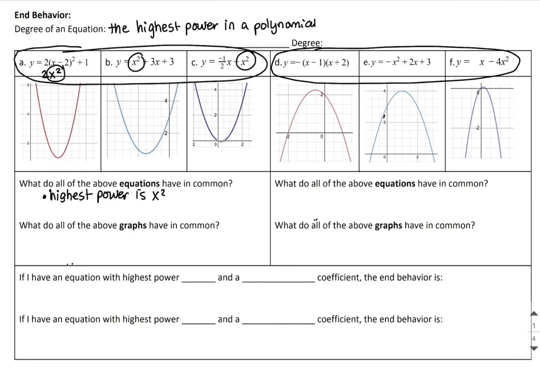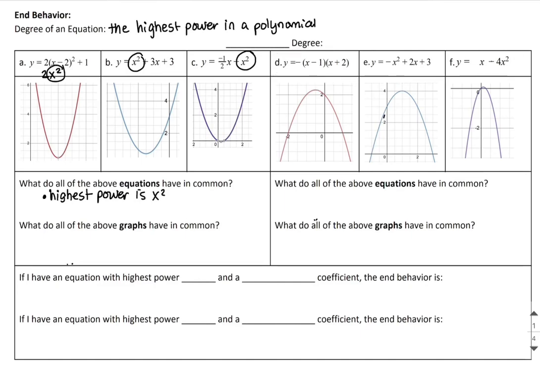What makes these equations different, so A, B, and C different from D, E, and F? They all have x squared as their highest power. The difference is the coefficient of that highest power. So the coefficient for those x squareds in A, B, and C is positive. I have a positive coefficient for that highest power, x squared. So I have 2 here, I have 1 here, positive 1 here. They're all positive.